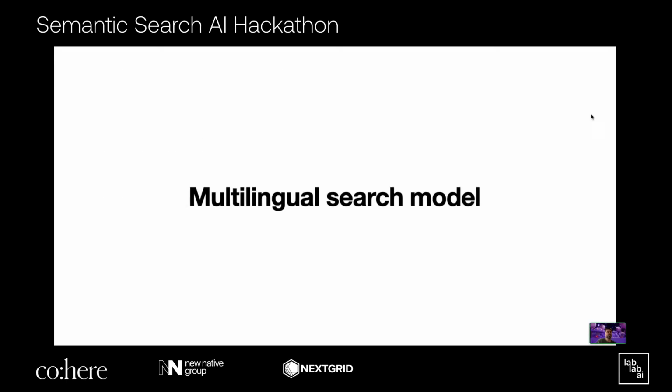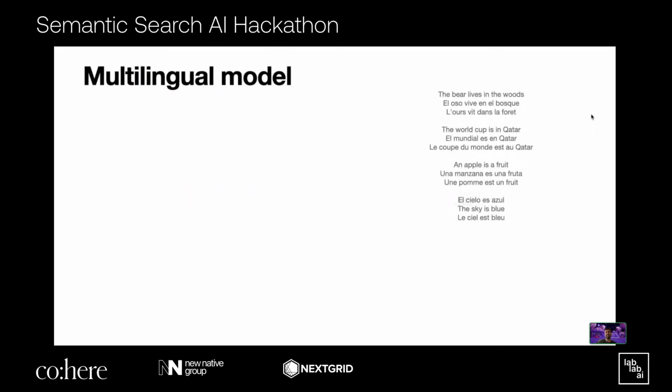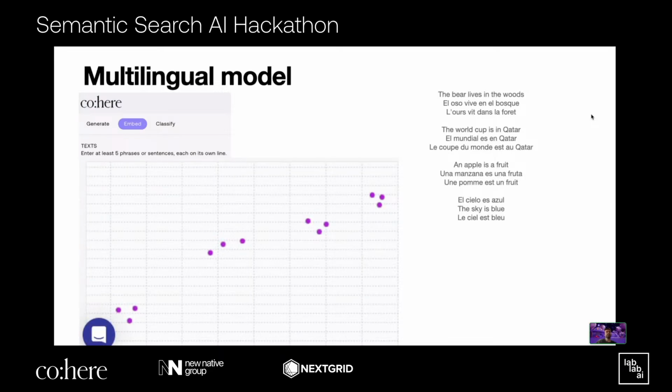So I'm going to tell you a little bit about what the embedding means in a multilingual search model. I made some sentences, and I hope my French is good. My Spanish is definitely good, but I'm 80 to 90% sure that the French is correct. I used the Cohere embed model to embed them, not the regular model, but the multilingual model. The regular model will have them far away, but the multilingual model puts them pretty close. The bear sentences are here, the soccer ones are here, the apple ones are here, and the sky is blue ones are here.